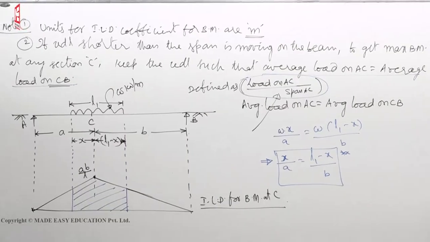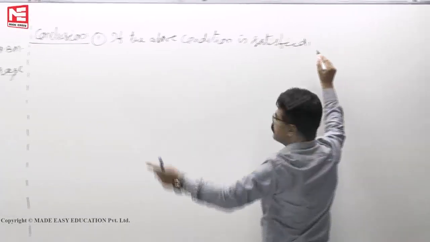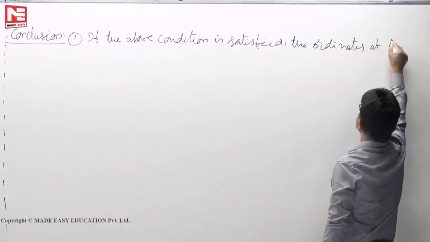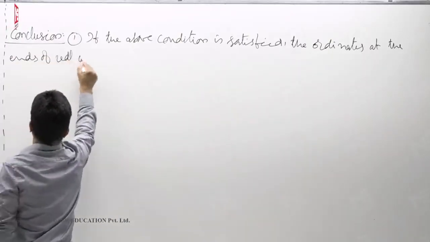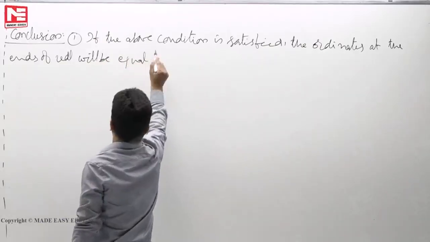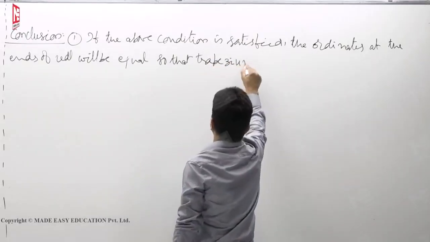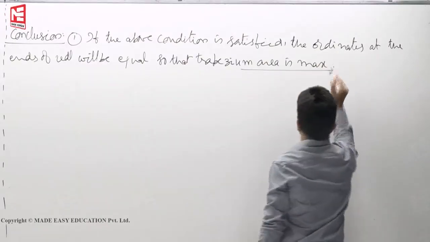If the above condition is satisfied, we get maximum bending moment at C. That means if the condition is satisfied, the ordinates at the ends of the UDL will be equal, so that the trapezium area is maximum. That is the first thing.